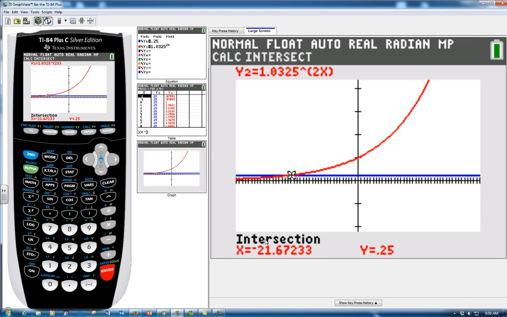And it says the intersection is negative 21.67233 at y equals 0.25. Now remember, y equals 0.25 was one of our lines that we graphed. So this is the actual answer. So your calculator gives you the answer for these once we get them graphed.